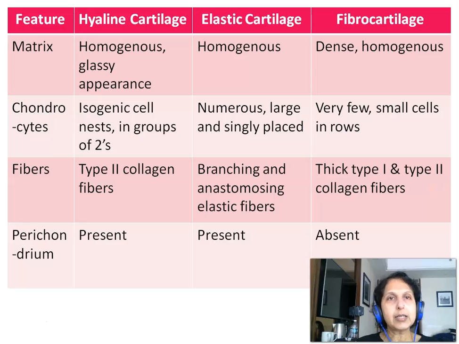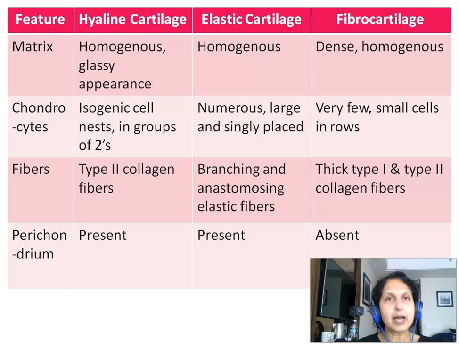Now let us see the differences between the three types of cartilages. Matrix of hyaline cartilage is homogeneous glassy appearance. In elastic cartilage it is homogeneous, and in fibrocartilage it is dense homogeneous. Chondrocytes in hyaline cartilage are in isogenic cell nests in groups of twos or multiples of twos. In elastic cartilage there are numerous chondrocytes, large and singly placed. In fibrocartilage, very few chondrocytes, which are very small sized cells arranged in rows.